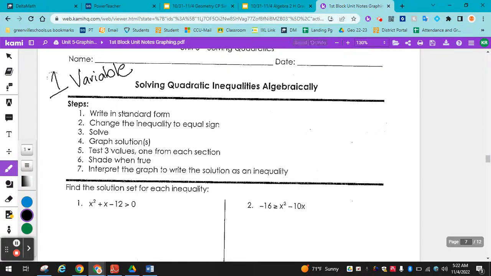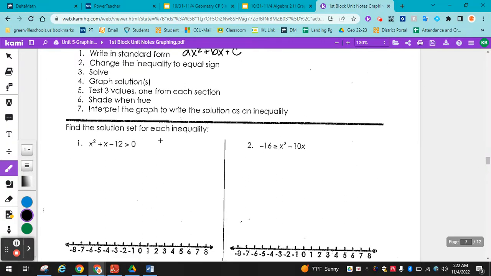Write in standard form. Make sure you're putting it in ax squared plus bx plus c form. Change the inequality sign to an equal sign for now. Solve it, graph the solutions, test 3 points in each section. So let's get to that part. Standard form, ax squared plus bx plus c is greater than 0. That's the new part.